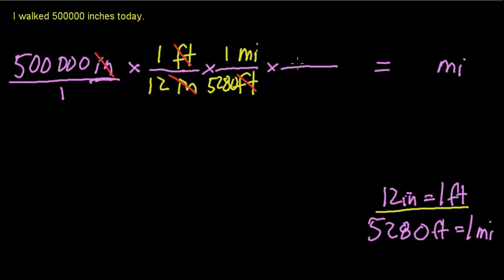Okay, so we do the calculation. We take 500,000 divided by 12 divided by 5,280. We multiply everything on the top. We divide by anything on the bottom. Where there's a 1, we can ignore it. And this comes out to be about 7.8 miles. All right. So 500,000 inches is actually a decent amount to walk, and that gives us our final answer for that.